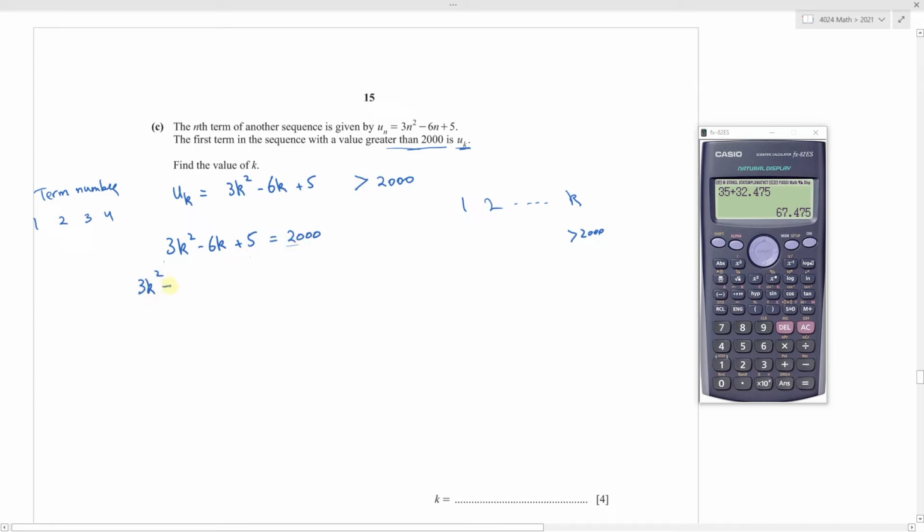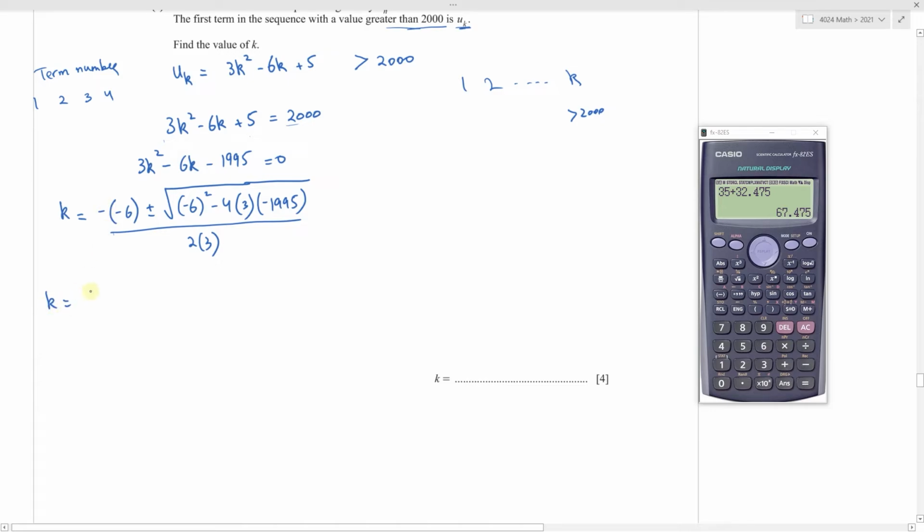So let's solve for this. Minus 6k. If I bring this here, this will be minus 1995 equals 0. So k will be, I'll use the quadratic formula, minus minus 6 plus or minus the square root of b square, which is 6 square, minus 4ac, which is 4 times 3 times minus 1995, divided by 2 times 3.